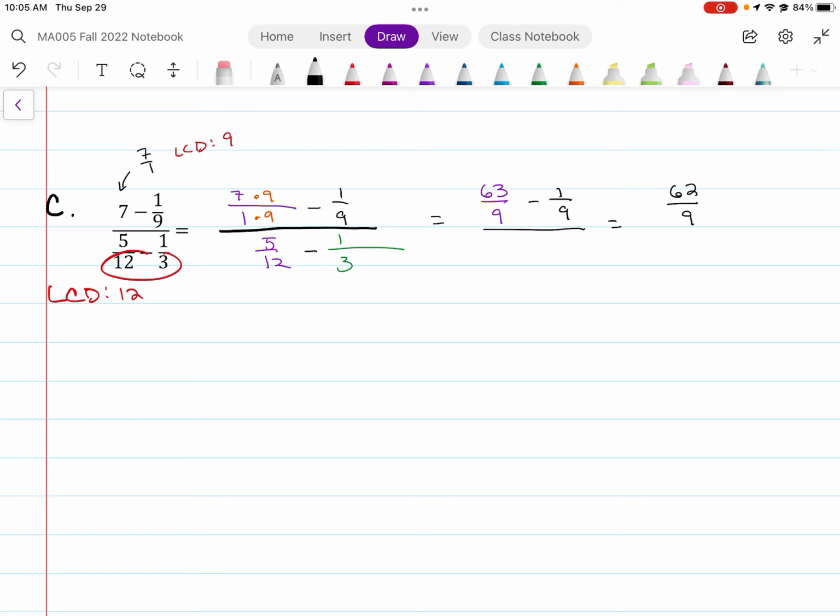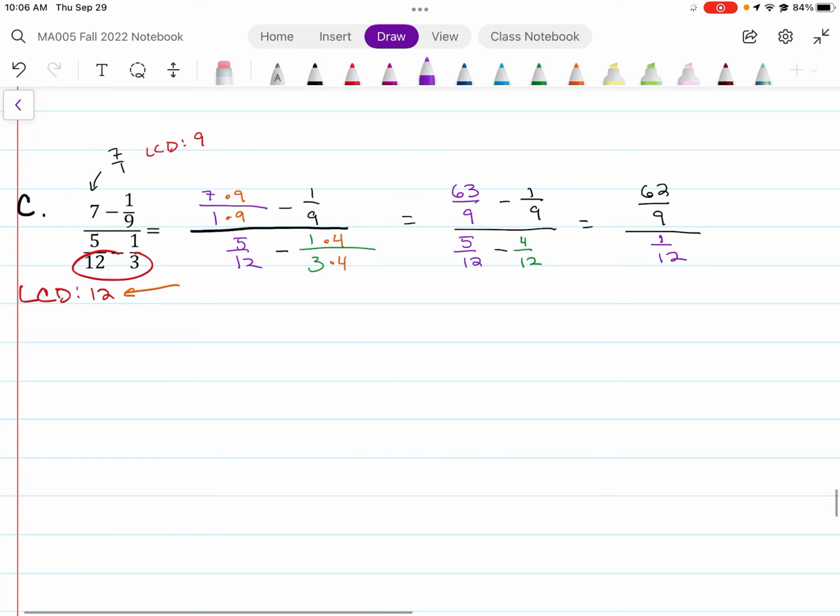All right, 5 halves minus 1/3. What do I need to do to the 1/3 to get the least common denominator of 12? So times 4 top and bottom. All right, so I get 5/12. Still, I don't want to change that. Minus, now what does this become? It becomes 4/12. All right, so now we've got 5/12 minus 4/12 is 1/12.